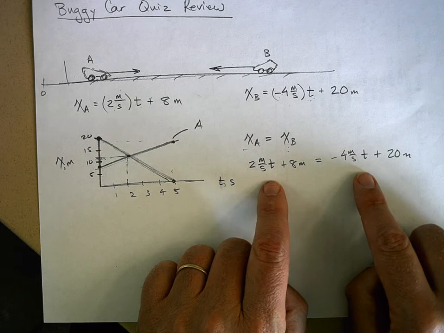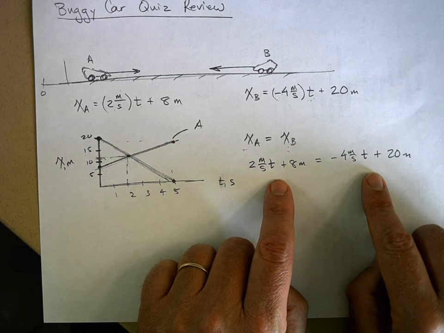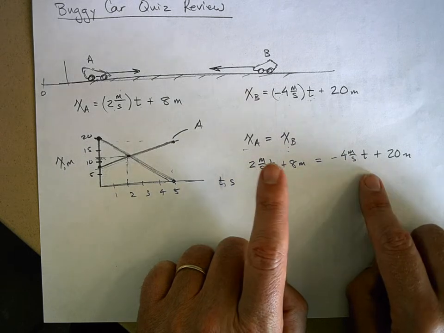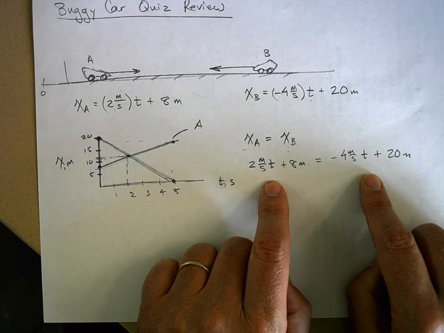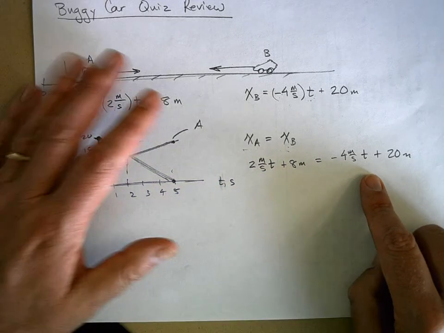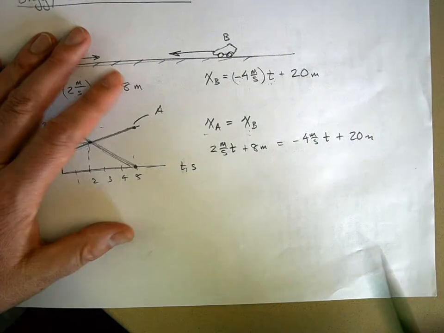Now, what's the advantage of doing this? Well, now I've got an equation, but there's only one unknown in the equation, and that unknown is time. So I can now solve for time using algebra. All right, so what I'm going to do is solve for time.